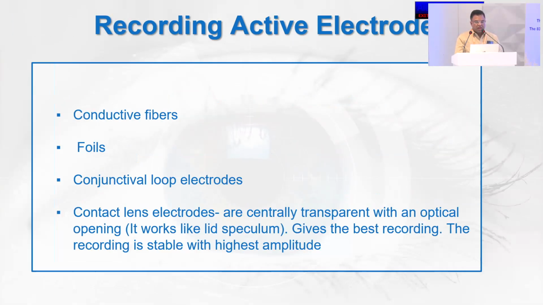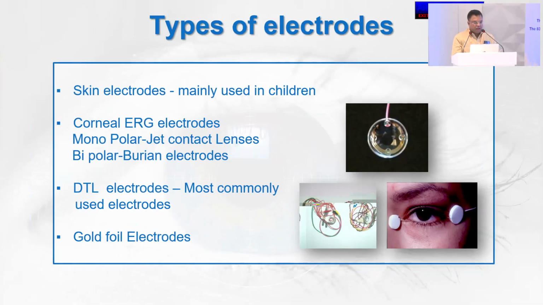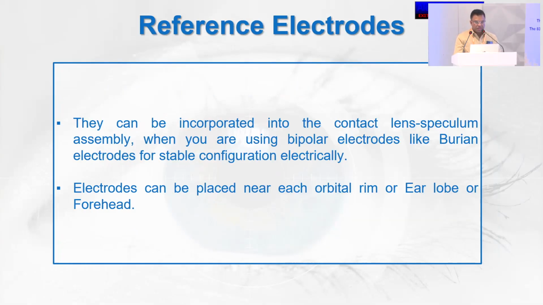Now, the different types of active electrode that we can use are the conductive fibers, foils, conjunctival loop electrodes, and the contact lens electrode. The contact lens electrodes are centrally transparent with an optical opening, and just work like a lid speculum. It gives the best recording, and the recording is stable even with the highest amplitude. The types of electrode include the skin electrode, which is mainly used in children. The corneal ERG electrode, which can be monopolar or bipolar. The DTL electrodes, which are the most commonly used electrode, and the gold foil electrodes.